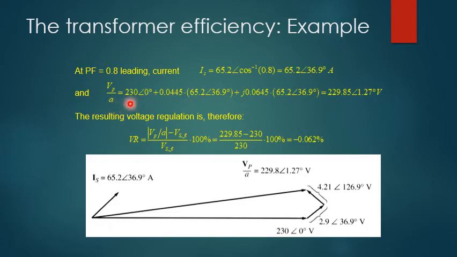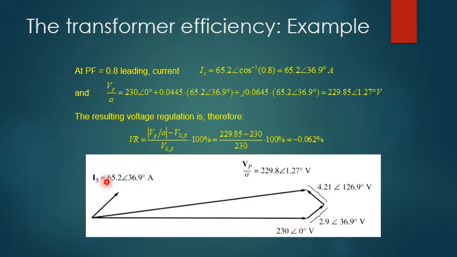Again, solving it, Vp over A is equal to Vs plus R equivalent multiplied by Is plus jX equivalent multiplied by Is. We obtained 229.85 at an angle of 1.27 degrees. These volts are obtained at the Vp over A. So the resulting voltage regulation is Vp over A minus Vs full load, divided by Vs full load, in terms of percentages out of 100, and it comes out to be minus 0.062%.